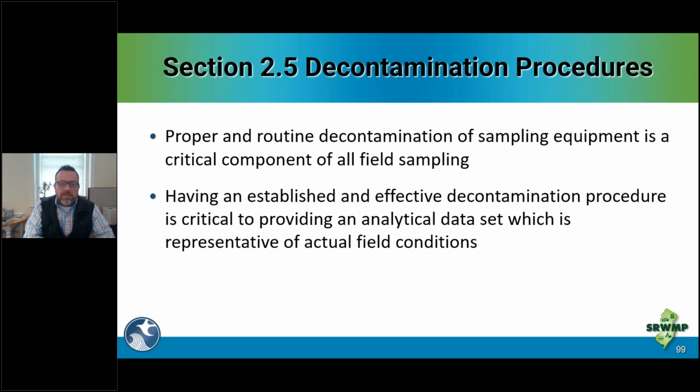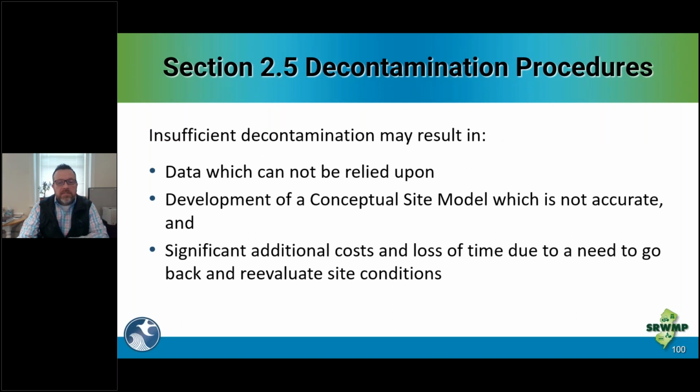Proper and routine decontamination of sampling equipment is a critical component of a quality control program for all sampling conducted in the field. Having an established and effective decontamination procedure is also critical to providing an analytical data set which is representative of actual field conditions. Insufficient decontamination may result in data which cannot be relied upon, development of a conceptual site model which is not accurate, and add significant additional costs and loss of time due to a need to go back and reevaluate site conditions.